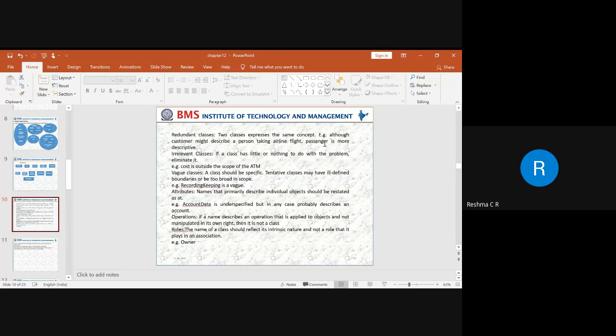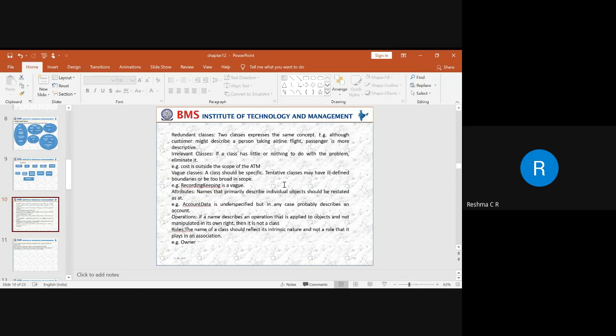Next is the irrelevant class. An irrelevant class may be helpful in a problem domain, or it may not be helpful at all. For example, we had taken an irrelevant class as cost. Cost is outside the scope of the ATM. When you want to purchase a particular item, there you are suggesting cost. But with respect to the ATM, cash can be a relevant word. So cost is outside the scope, and we are not including it as a name of a class.